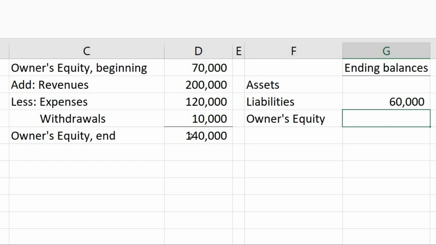So, since nakakompute na tayo dito ng owner's equity at the end of the period, what you're going to do is copy na lang natin itong 140,000. So, if your liabilities amounts to 60,000 and your owner's equity is 140,000, so ibig sabihin, yung total assets natin at the end of the year amounts to 200,000. So that's how you compute your assets, after taking into consideration the effects of those mga items which could affect your capital at the end of the accounting period.